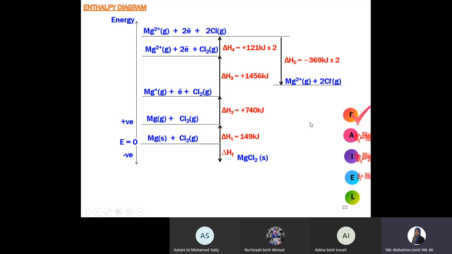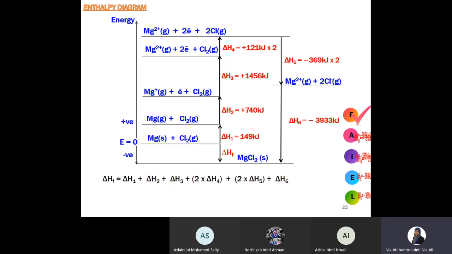So we complete our enthalpy diagram, finishing it with the lattice energy. Then label the value of lattice energy, negative 3933 kilojoule. Okay, we have finished the enthalpy diagram. It looks easy, right? Practice, practice, practice will make you perfect.